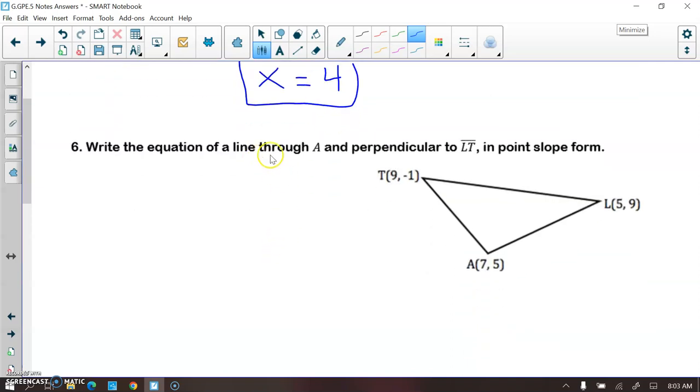Number 6, we are writing the equation of the line through point A, perpendicular to LT, and we're doing this in point slope form. So I do need to find the slope of LT.